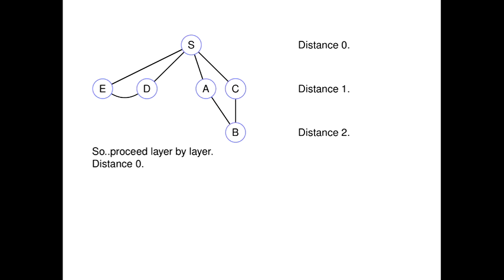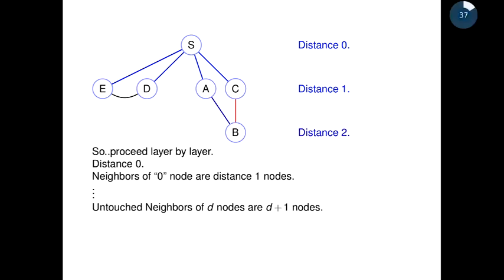So what did I do? I looked at S. I said, oh, that's distance 0. Then I said the neighbors of the 0 node are the distance 1 labels. And so I write down 1 on them. And then after I look at all of them, I look at everybody who's neighbors of them, who are not already processed, and I write down 2, and so on. Okay? So when I do this sort of thing, untouched neighbors of the D nodes are D plus 1 nodes.